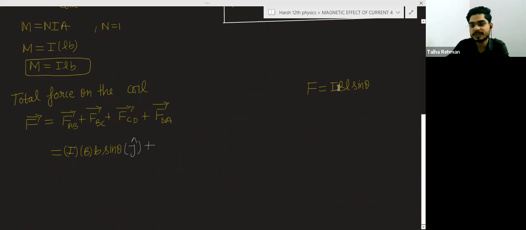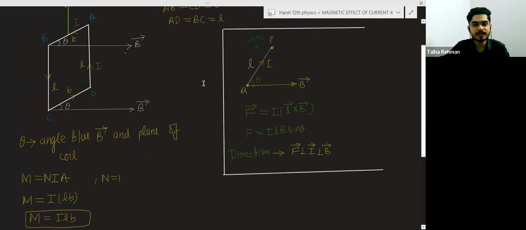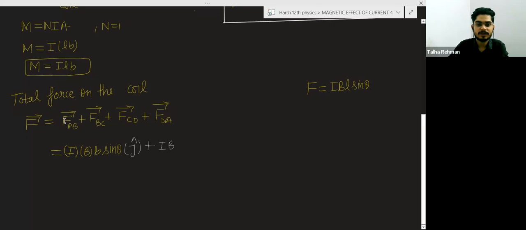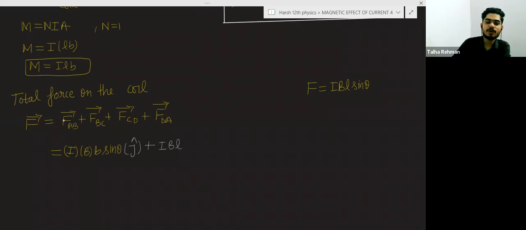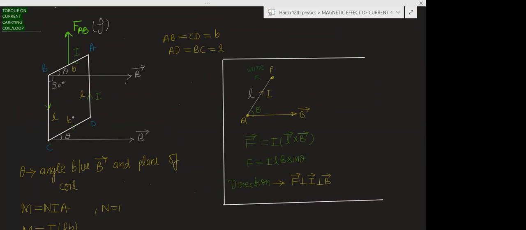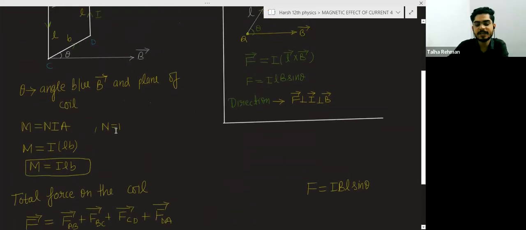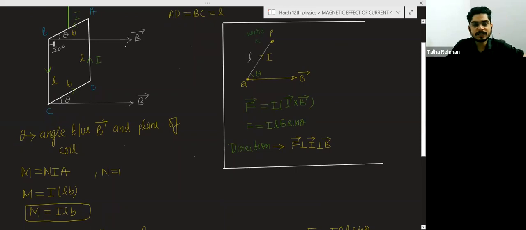For the wire BC, the formula will remain the same: I L B sine theta. Current is the same. The magnetic field is the same. Length of the wire BC is L. Now, what will be the sine of theta for the wire BC? Sine 90. How? See, the angle between this wire BC and this magnetic field is 90 degrees. So theta for the wire BC will be 90 degrees and sine 90 is 1.